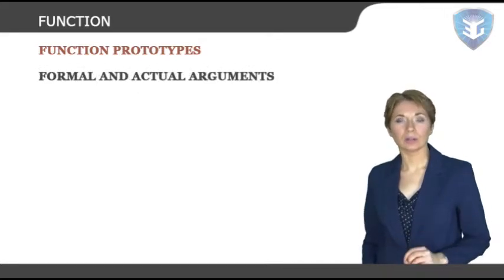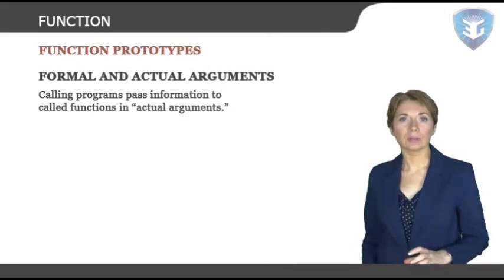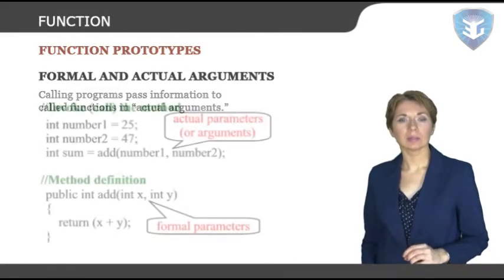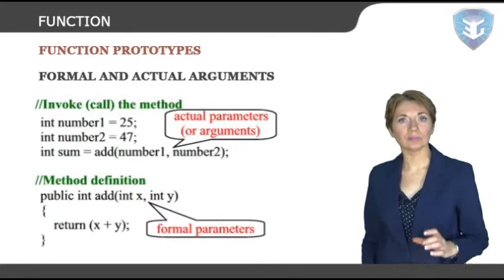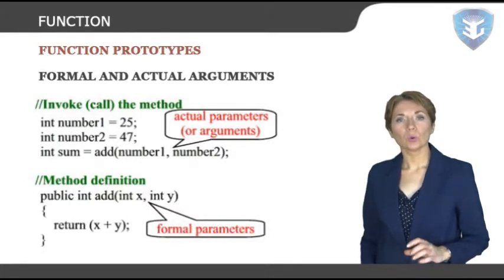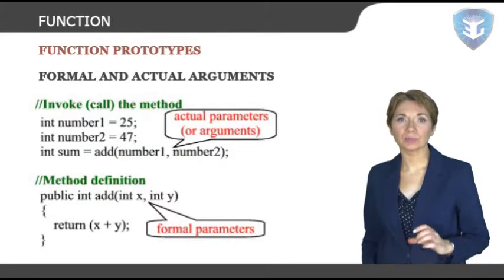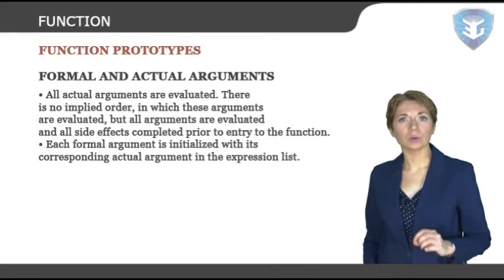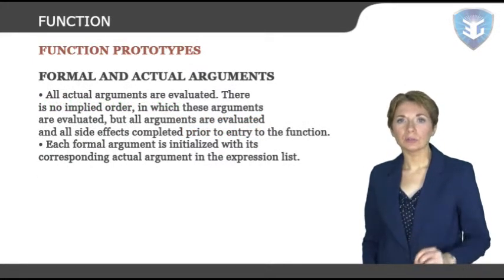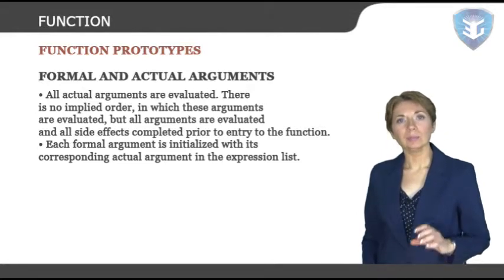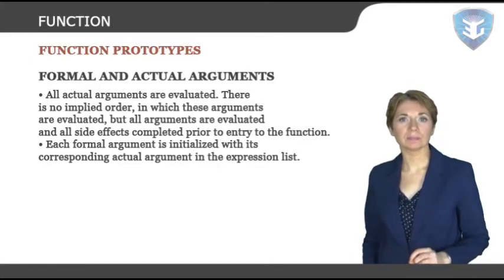Formal and actual arguments. Calling programs pass information to called functions in actual arguments. The called functions access the information using corresponding formal arguments. When a function is called, the tasks performed are: all actual arguments are evaluated. There is no implied order in which these arguments are evaluated, but all arguments are evaluated and all side effects completed prior to entry to the function.